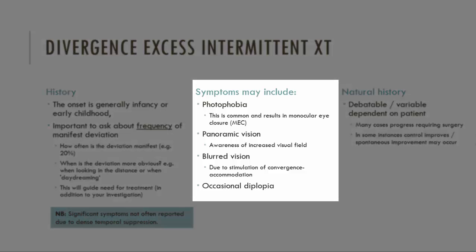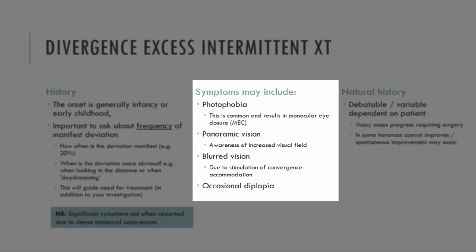Now, patients with divergence excess intermittent exotropia may present with symptoms. However, more often than not, they don't complain of symptoms. They usually present because the parent has noticed that the eye is deviating outwards occasionally. But some of the things that can be noted, and the most common thing that's noted, is that the patient may close one eye during sunlight or when they're in bright sunlight.